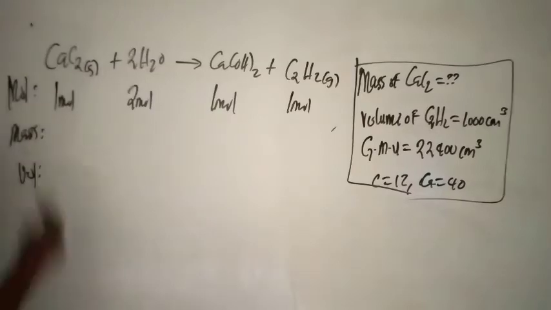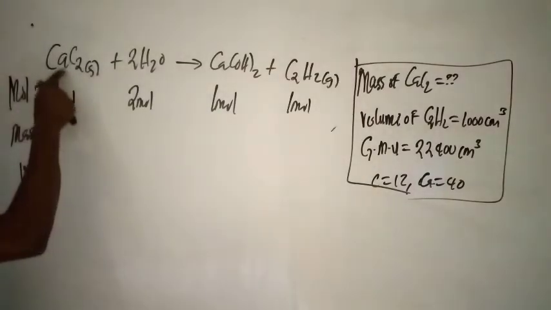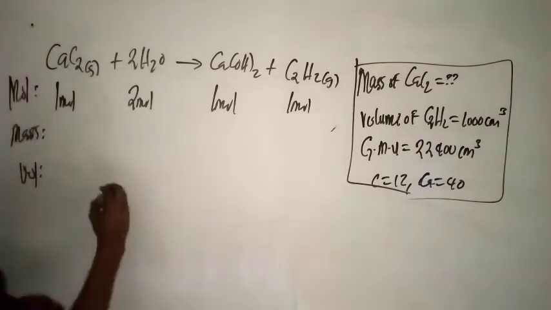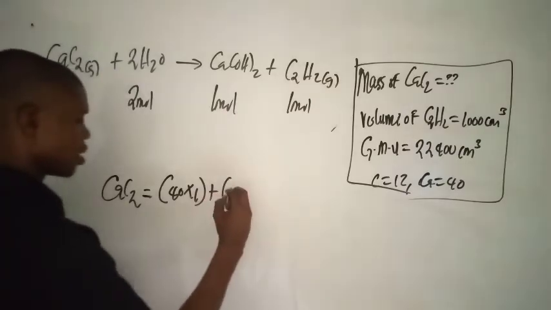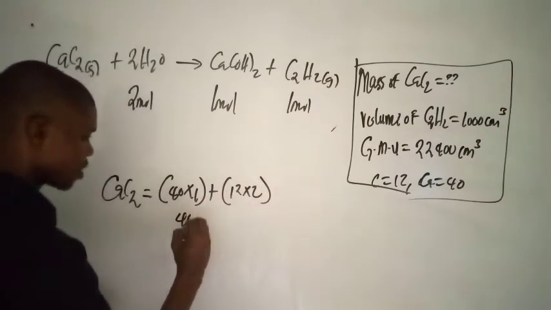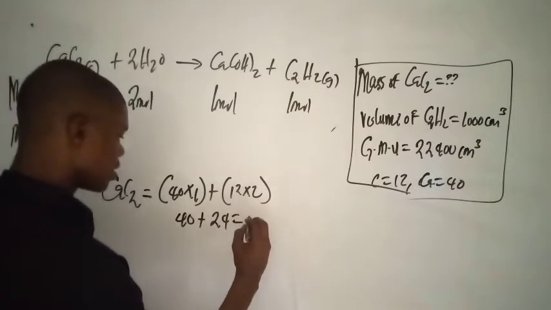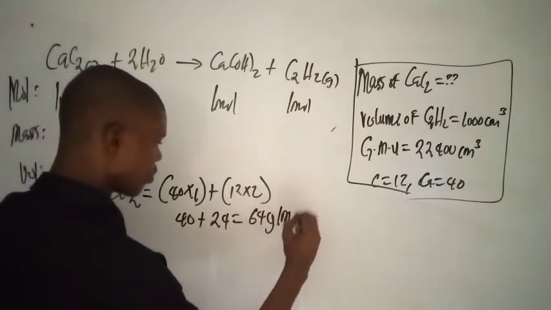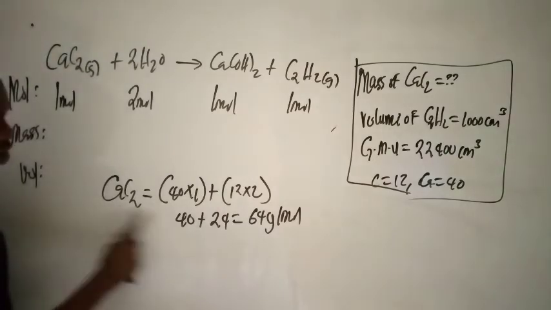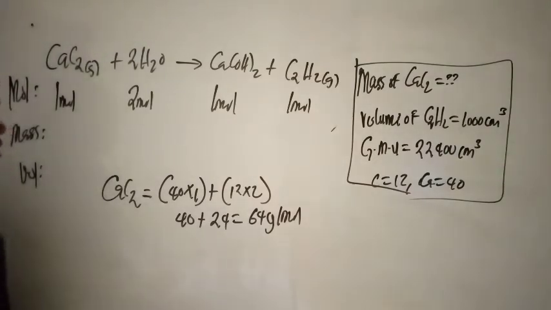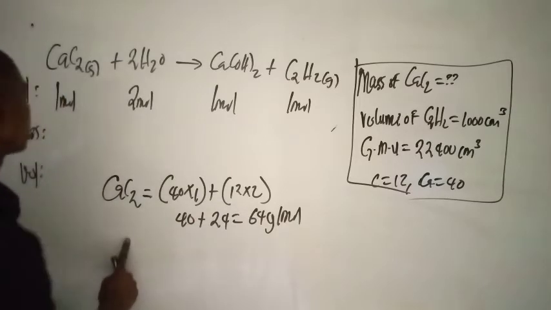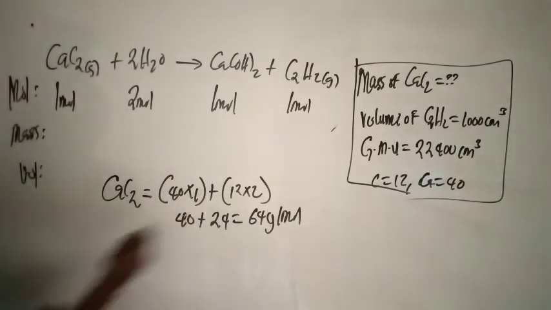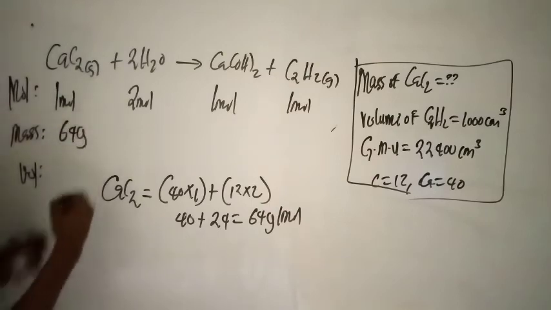Now the next one is the balanced mass. How do we get the mass? We get it from the molar mass of each compound. For CaC2, it's 40 times 1 plus 12 times 2, which is 40 plus 24, giving 64 grams per mole. It means that for every 1 mole of calcium carbide, there are 64 grams of calcium carbide. How many moles do you have here? 1 mole, so 1 times 64 is 64 grams.